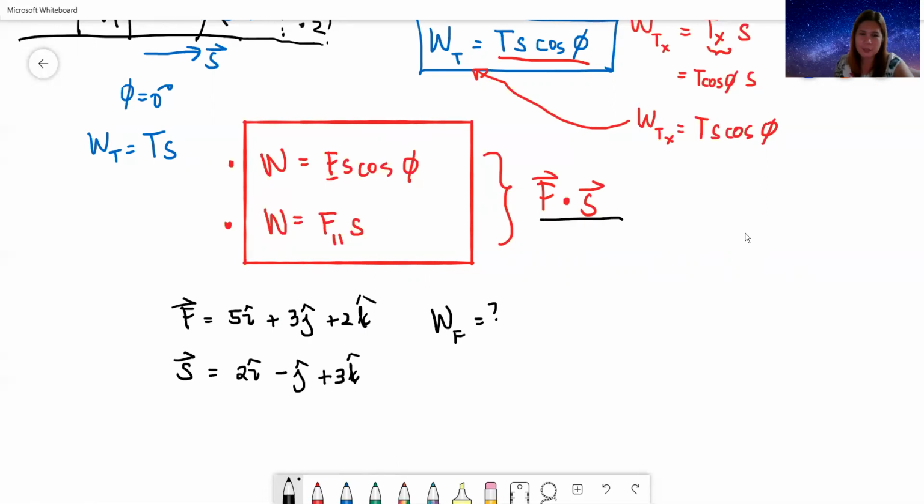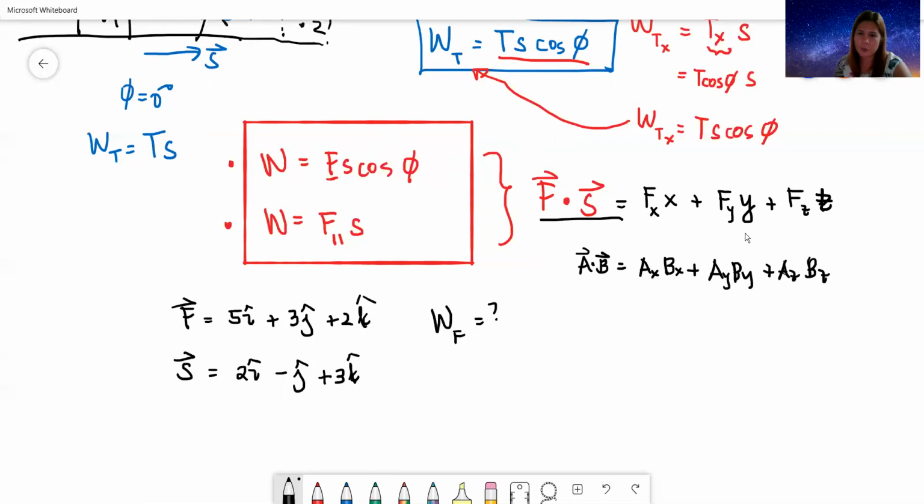Eh di ito ang gagamitin mo. Diba? So if you recall, pag naka-component siya, this is Fx, and then you have the x component, plus Fy, the y component of position, plus Fz, and then the z component of the position. Kasi if you recall, a dot b is equal to, pag naka-component siya, ax bx, remember this? Ay by plus az bz with the corresponding signs.